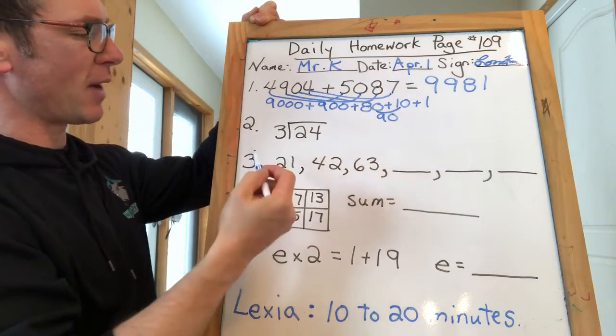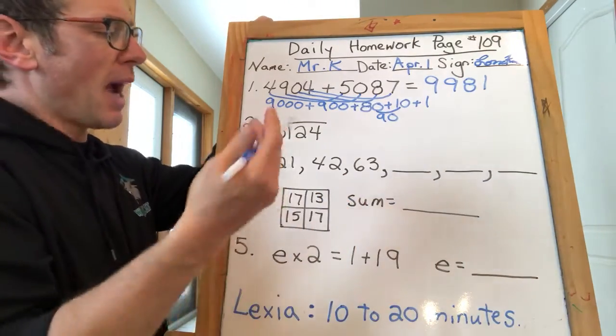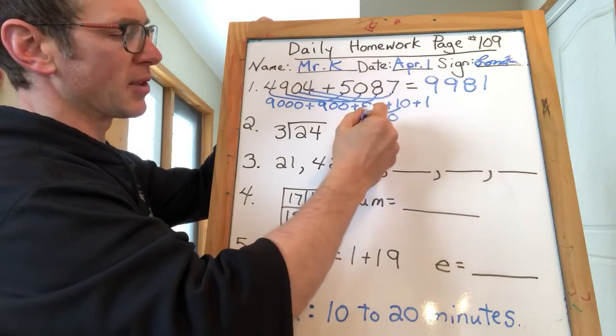All right, let's look at question 2. Question 2 is 24 divided by 3. Okay, lots of different ways we can look at this. One way to think of it is, how many 3's does it take to make 24? All right, what times 3 would get us to 24?